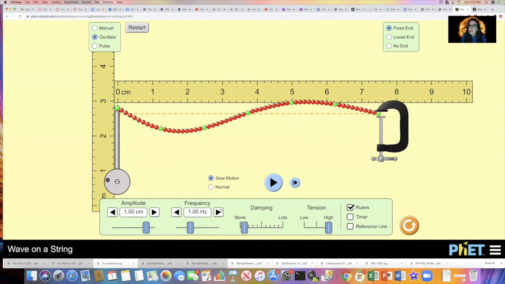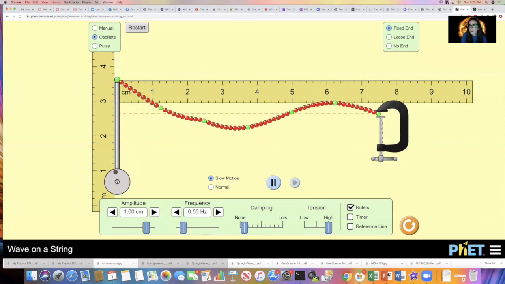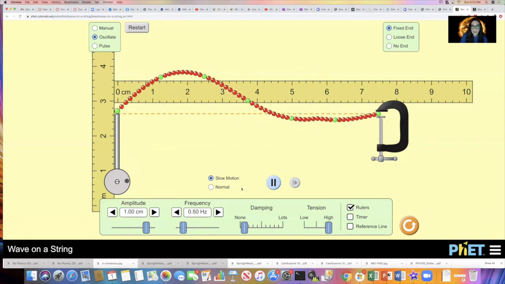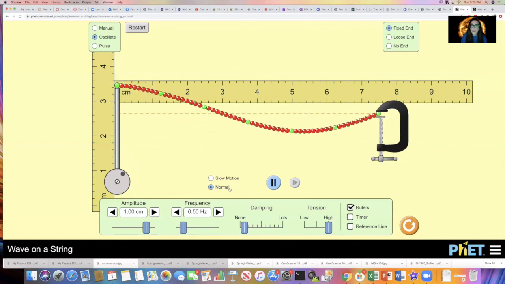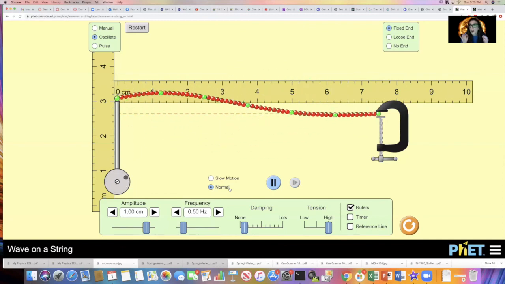Now the frequency is also related to the energy that you pump into the system. The more energy you put into the system, the higher the frequency. The less energy you put into the system, the lower the frequency. So if we have a very low frequency here of 0.5 hertz, we're not putting in as much energy to the system, okay? And then that also translates to our wave having a longer wavelength.